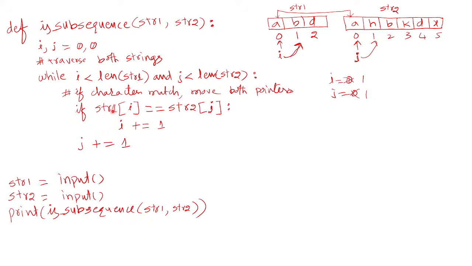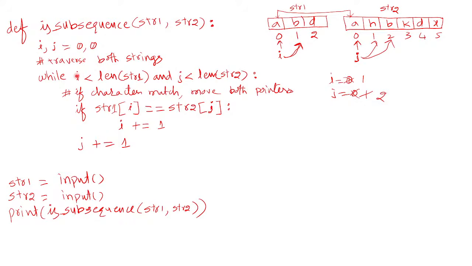Then again it checks whether string 1 of 1 is equal to string 2 of j. What is there in string 1 of 1? b is equal to h? No. So the if body is not executed, and directly it comes here and the j value is incremented. So j becomes 2 and it points to the next letter. Then it goes up again.